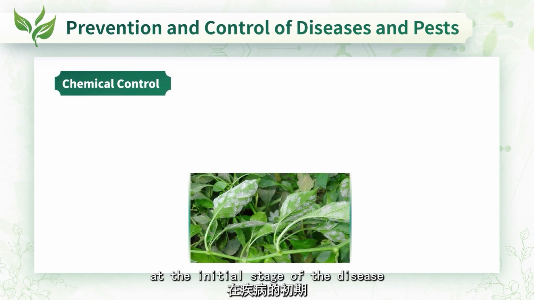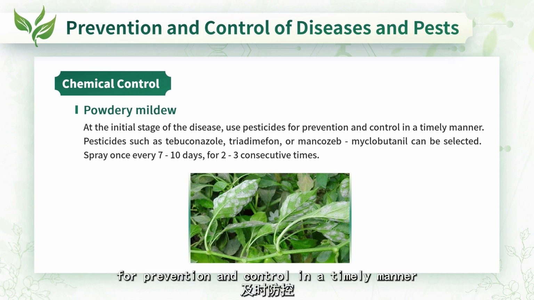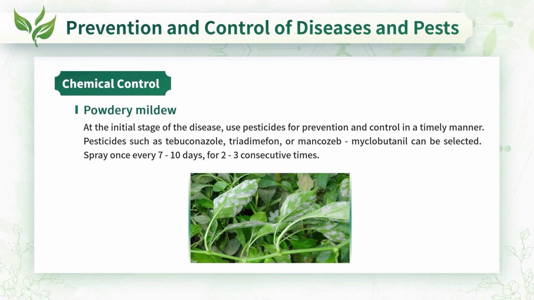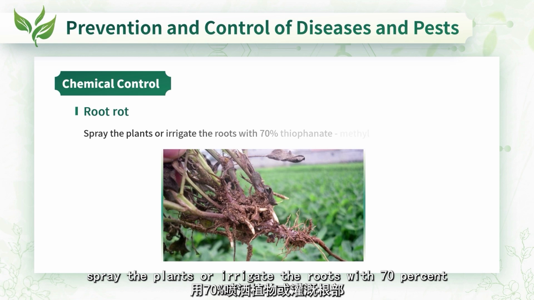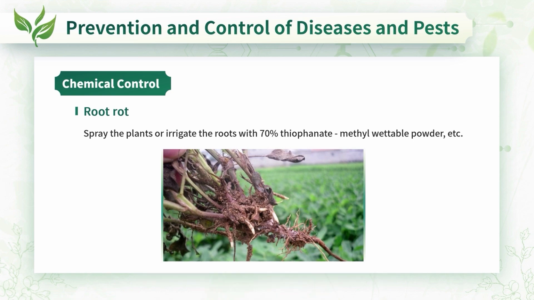Powdery mildew. At the initial stage of the disease, use pesticides for prevention and control in a timely manner. Pesticides such as tebuconazole, triadimefon, or mancozeb, myclobutanil can be selected. Spray once every 7-10 days for 2-3 consecutive times. Root rot. Spray the plants or irrigate the roots with 70% thiophanate methyl wettable powder, etc.